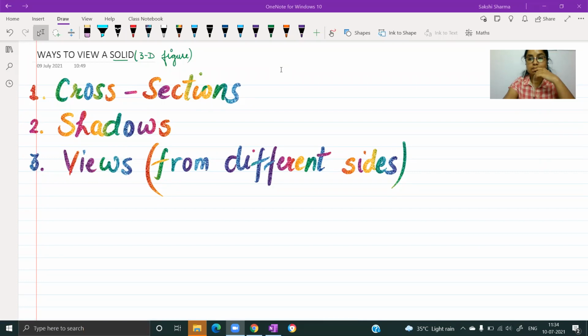Ma'am, we will write this. Yes, beta, you have to write this. Write down the start heading. Kindly write down the heading, ways to view a solid or a 3D figure. The first one is cross sections. Cross sections are obtained when we slice the 3D objects or the 3D figures either vertically or horizontally. We only have the vertical cut and horizontal cut in our syllabus. Oblique cut is not in our syllabus.